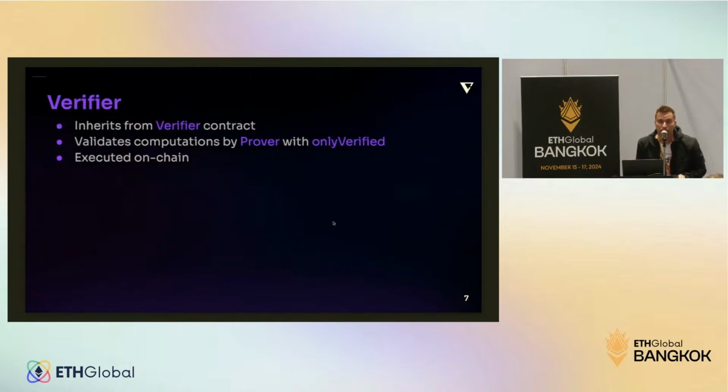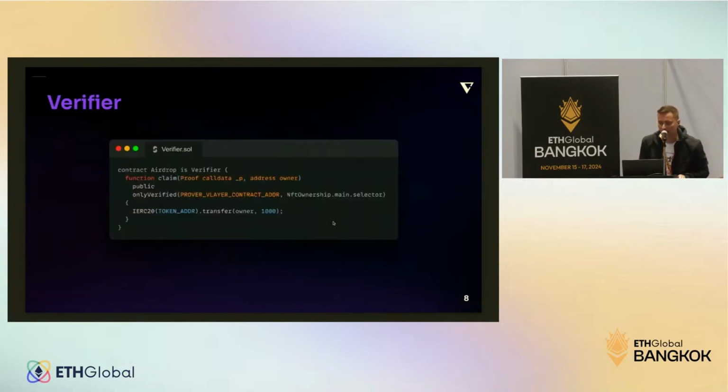And then we go to Verifier. And Verifier is a smart contract like any other. It inherits from Verifier. And it takes 2 arguments, proof and address. So those are exactly the same arguments that were returned by the prover. And it has this magical modifier onlyVerified, which makes sure that the 2 arguments that it takes are the result of the execution of the prover. And that's pretty much everything you need to know about Prover and Verifier.